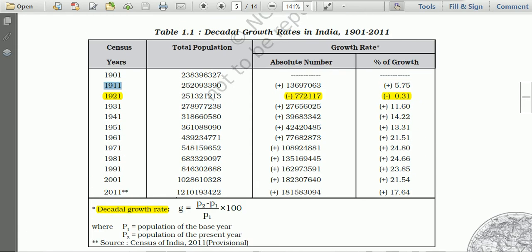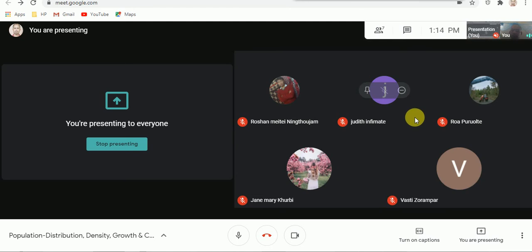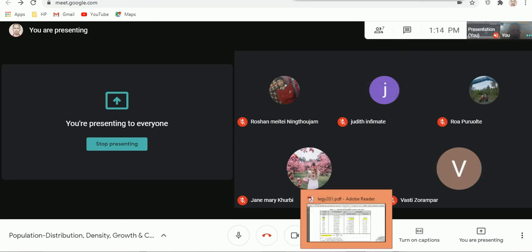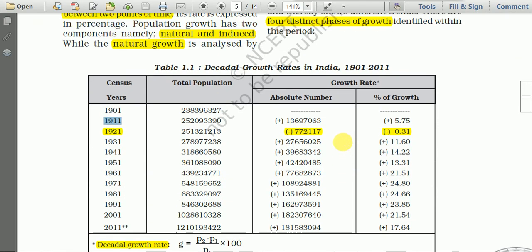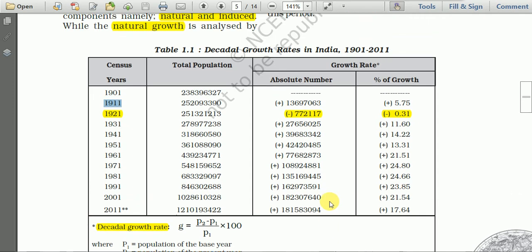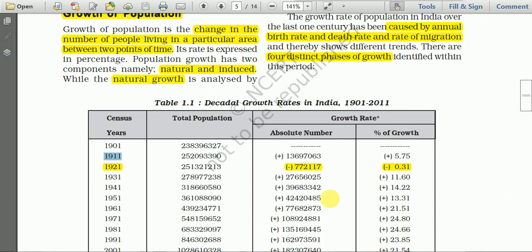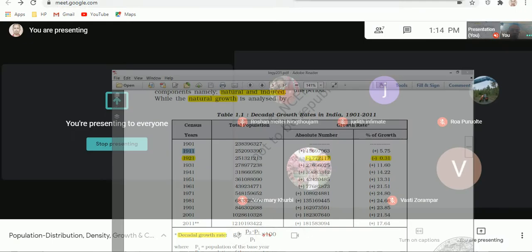So are you clear? Any question? Okay, that is how the growth rate is calculated. So you have to remember this formula, and we have given one example also. And now let us analyze the phases of population growth in India.